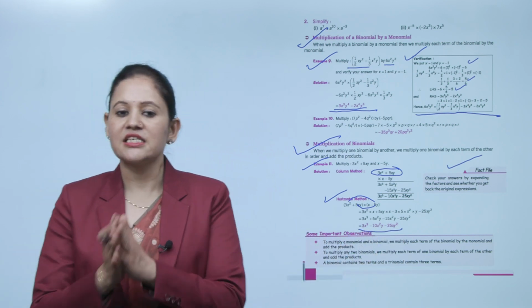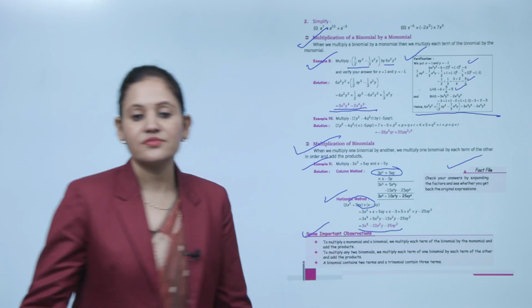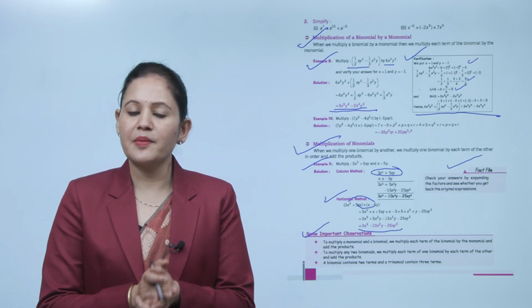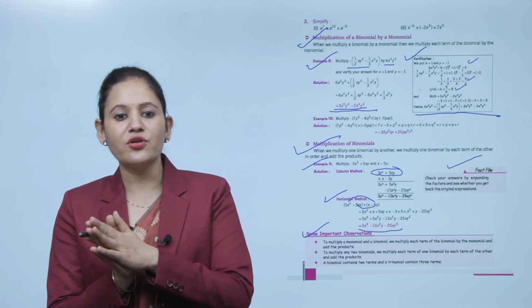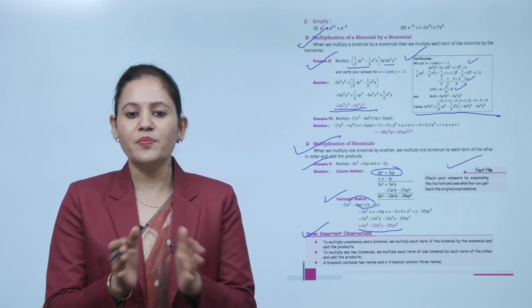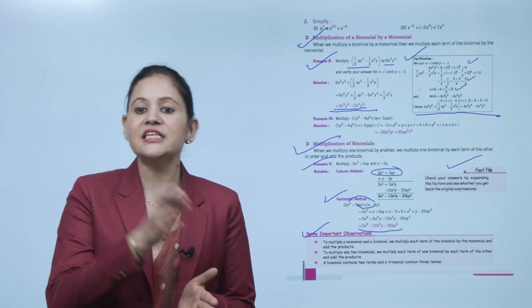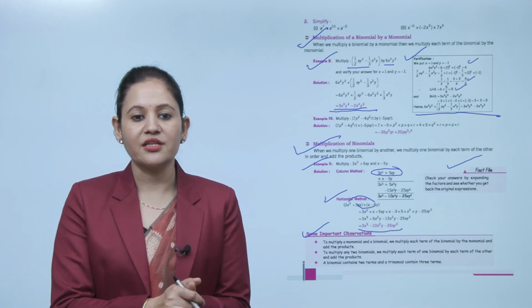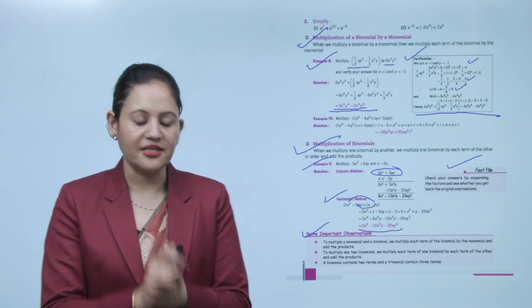Clear? Next is some important observations. To multiply a monomial by binomial, we multiply each term of the binomial by monomial and add the product. To multiply any two binomials, we multiply each term of one binomial by each term of the other and add the product. A binomial contains two terms and the trinomial contains three terms.